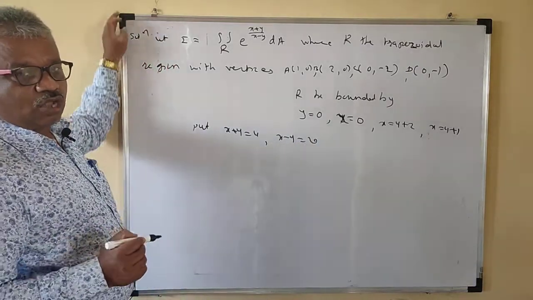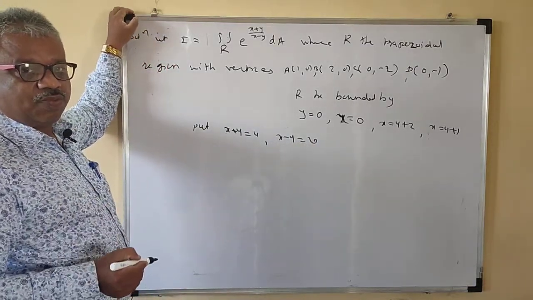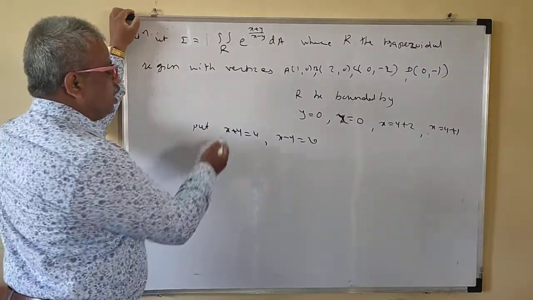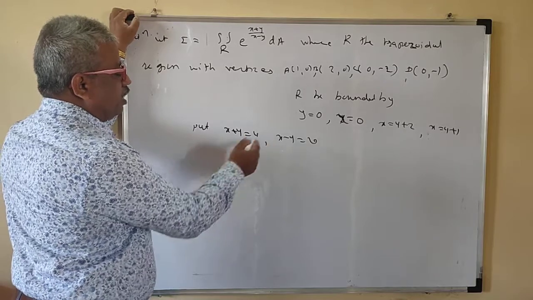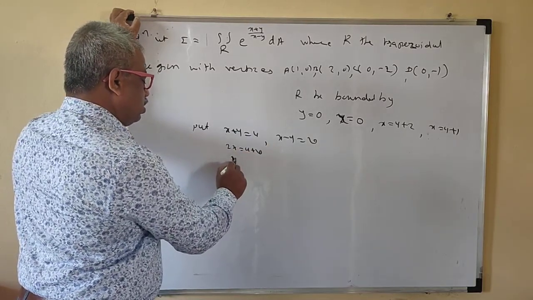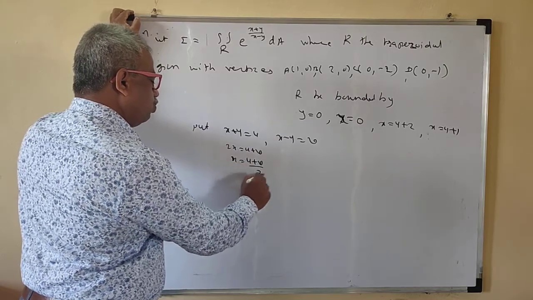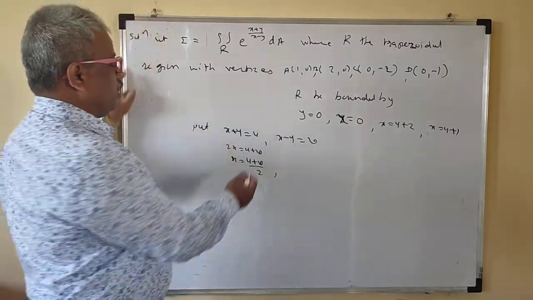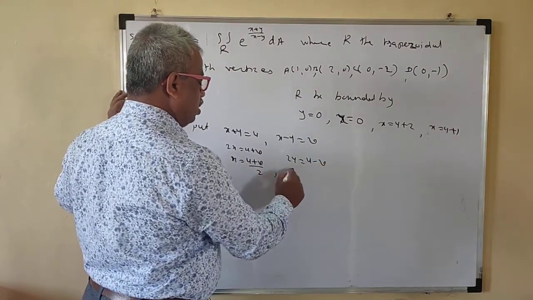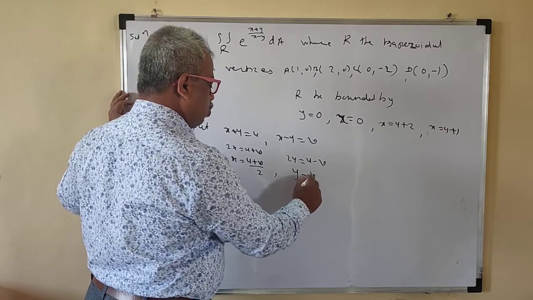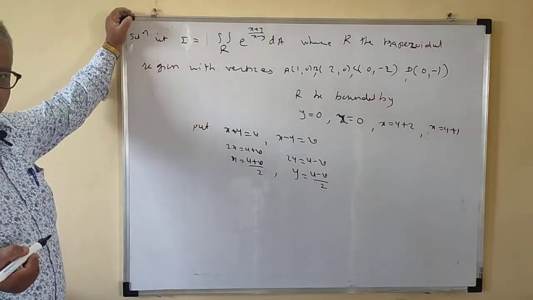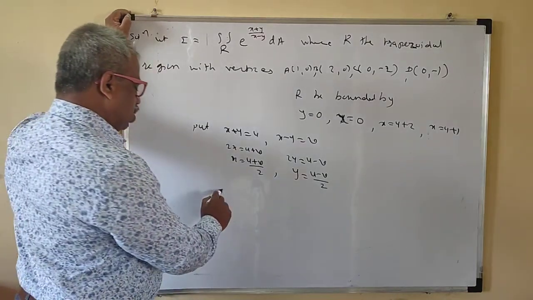So you need to find the Jacobian. We'll find x in terms of u and v and y in terms of u and v. So we'll solve this simultaneously. Twice x is equal to u plus v, so x is equal to u plus v upon 2. If you subtract, twice y is equal to u minus v, so y is equal to u minus v upon 2. So we get u and v.